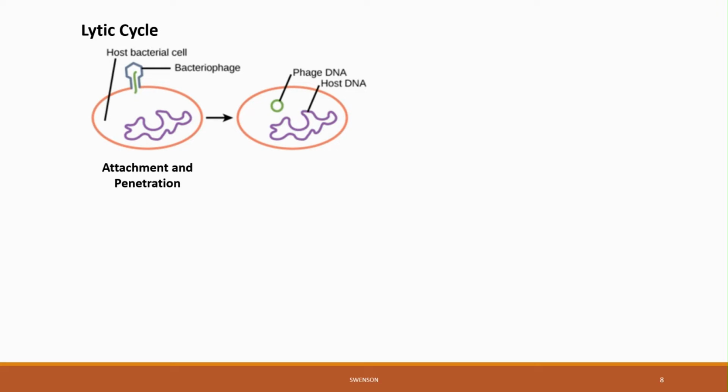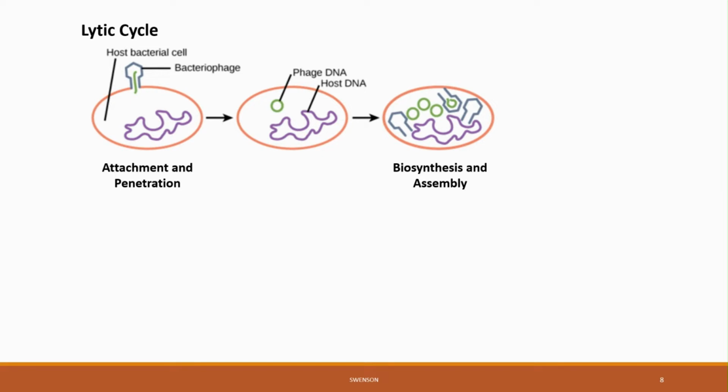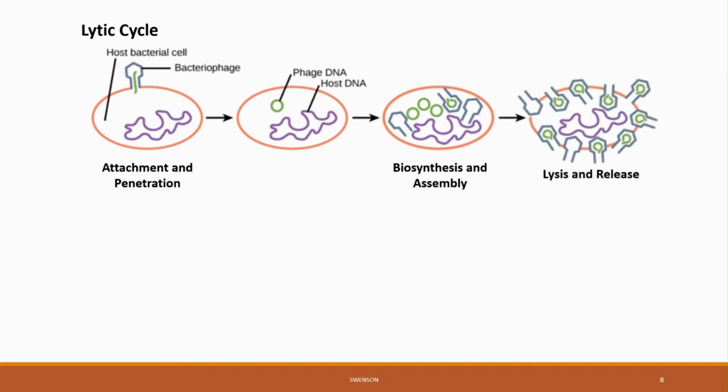Once inside, the phage DNA is going to basically dedicate the cell into making more phage DNA and more of the proteins and other components of the virus and assemble them into new viral particles. And then the end of the lytic cycle is the lysis of the cell. So lysis means it's being destroyed, and the release of the newly formed viral particles.